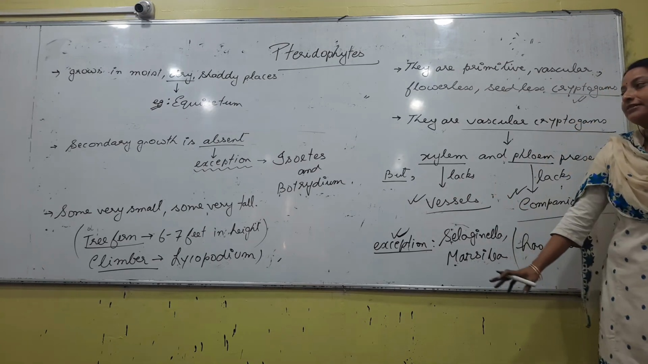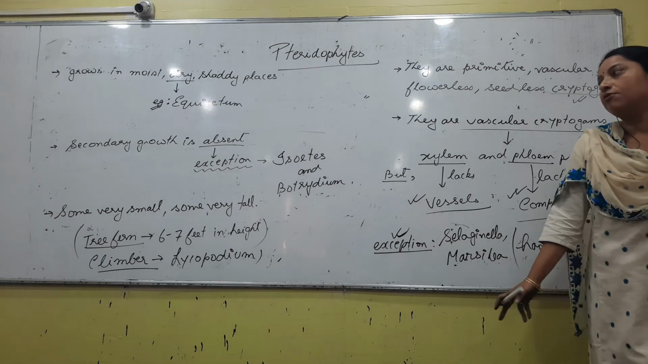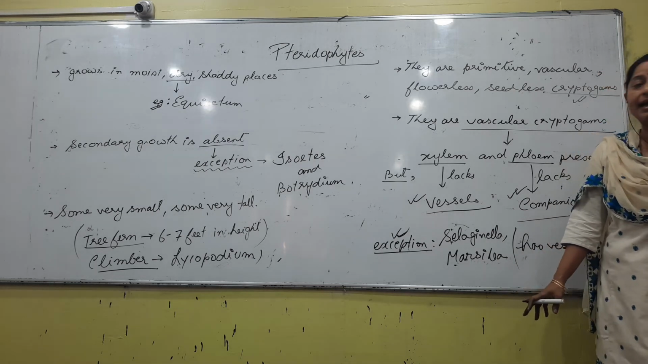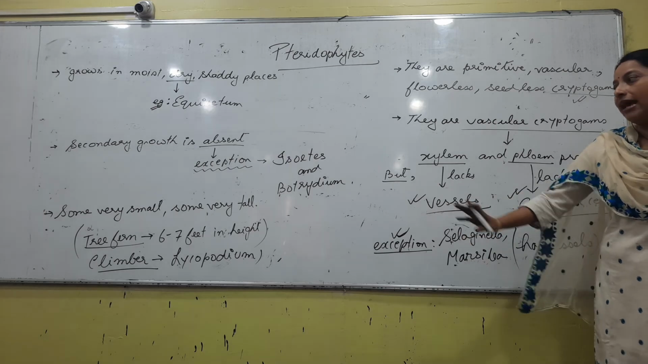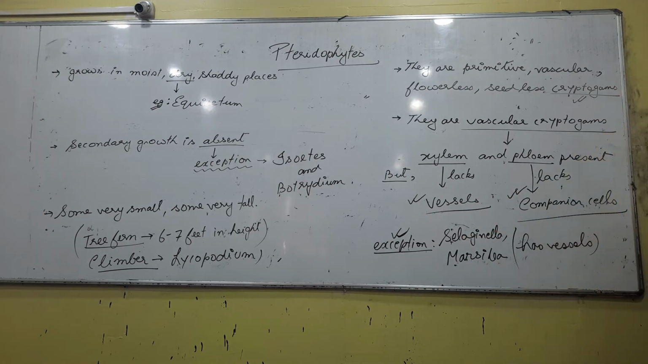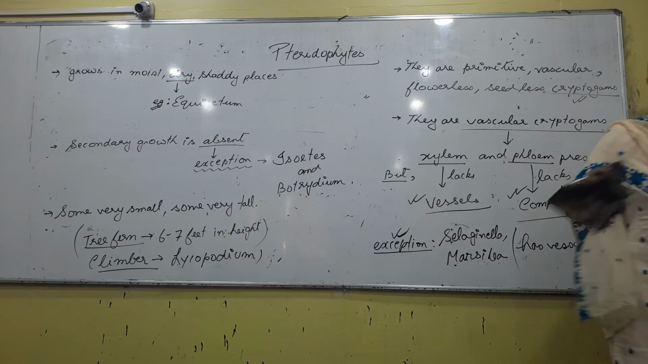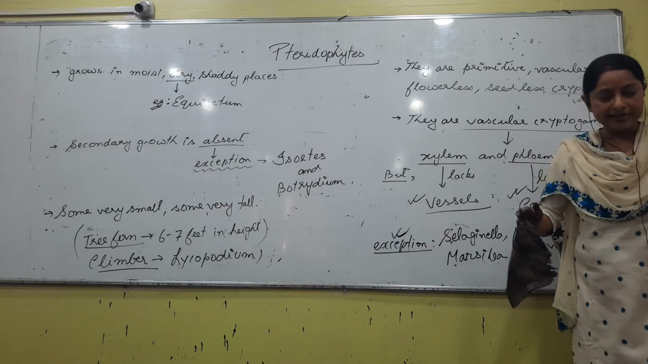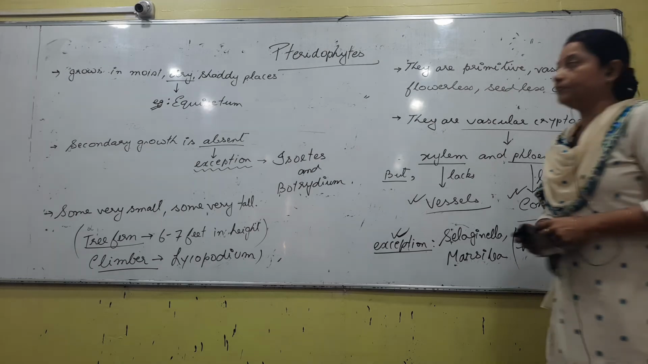Next, as far as the type of plants that is seen in this group, some of them are very small, some are tall, some are climbers, some as tall as 6 to 7 feet in height also, that is called a tree fern. Example of a pteridophyte that is a climber: Lycopodium.